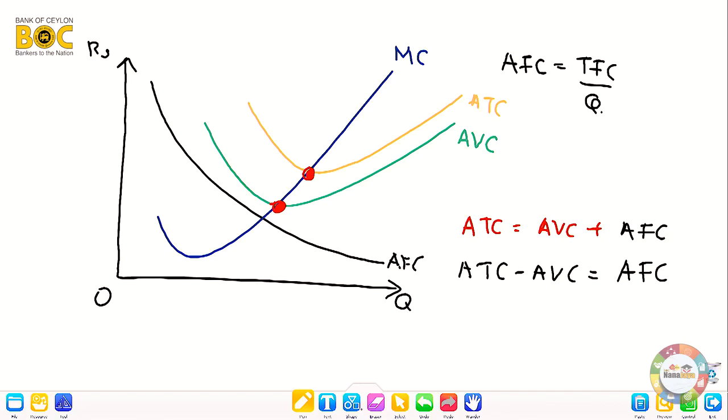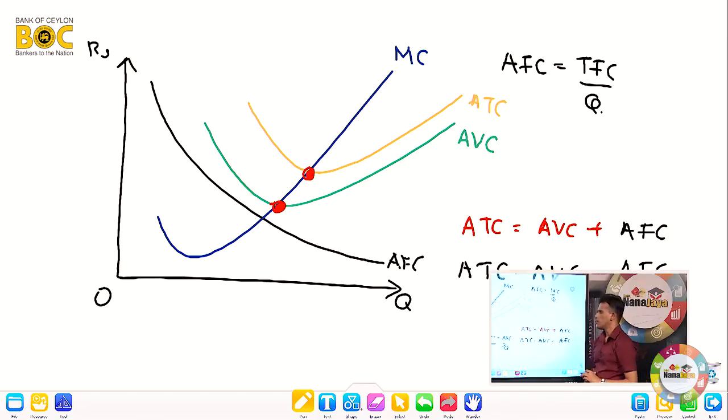As the average fixed cost of the firm is continuously going down, the gap between the average variable cost curve and the average total cost curve is also gradually decreasing. But average variable cost and average total cost are never intersecting with each other. They are not connecting with each other at any point. The reason is average fixed cost never becomes zero.